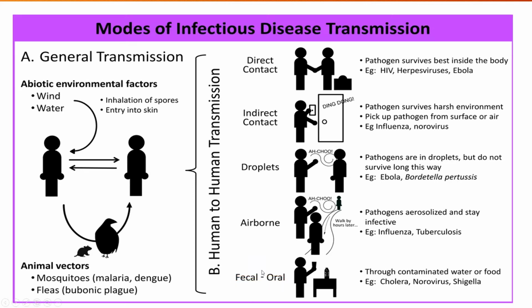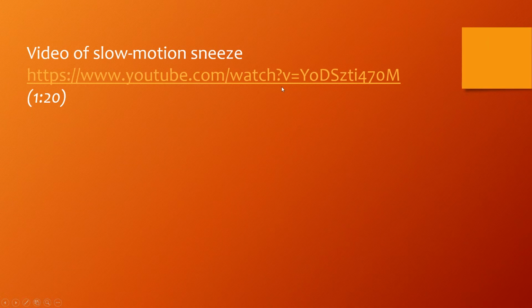And then you can have the fecal-oral route, yum, through contaminated food or water. So a lot of your food poisoning is this way. E. coli, if you've ever had E. coli, there was poop in your food. Things like cholera is poop in the water, norovirus, Shigella, lots of fun things, usually causes a lot of diarrhea. Yay. So this is fun.